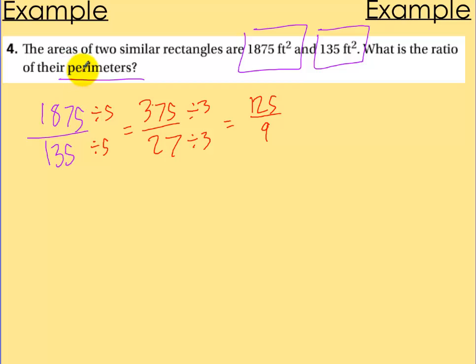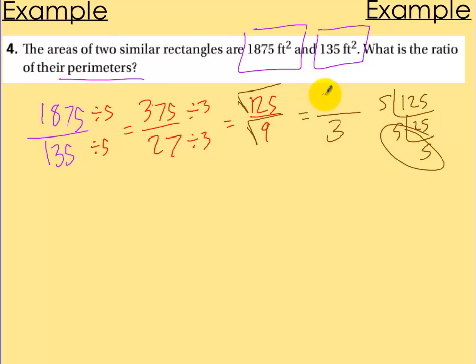Now, what is the ratio of their perimeters? Well, that's the ratio of the areas. I got to square root the top and square root the bottom here. So the square root of the bottom is going to be 3, and the square root of the top, well, I'm going to reduce that. 125 divides by 5, 25, and 5 and 5, so it's going to be 5 radical 3. And you know what? I can just leave it right there. That's my ratio of their perimeters, 5 radical 3 over 3. That's a good answer. That's it.